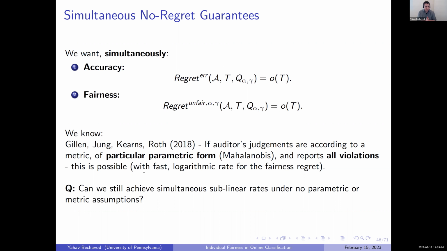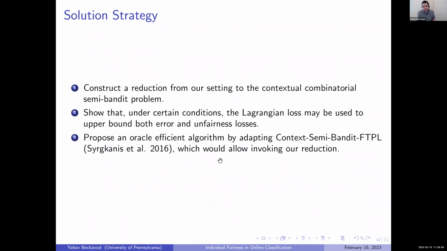One thing that we know from the Gillen et al. paper is that if the auditor's judgments are according to a metric form, in particular this Mahalanobis distance parametric assumption, and if the auditor reports all violations if multiple ones exist, then this is possible. They can also get convergence with a logarithmic rate in the fairness regret. The question that we're asking here is: if we drop the assumption on the metric form, and also in our fairness elicitation scheme with multiple auditors, but even with a single auditor, can we still achieve simultaneous guarantees under no parametric or even metric assumptions? In this line of work, we answered that yes, this is possible.